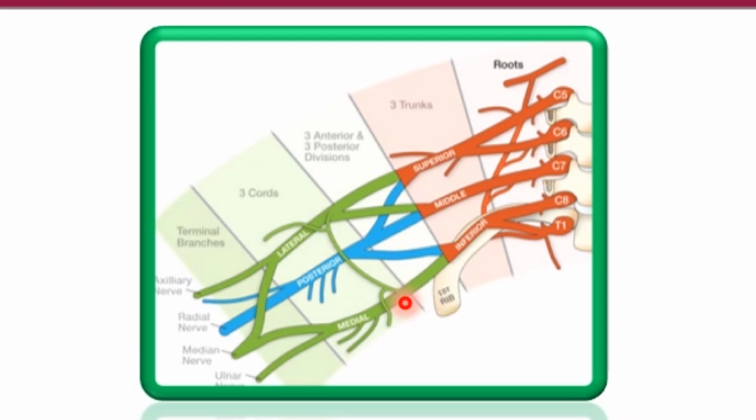Now, the posterior cord is formed by fusion of all the posterior divisions. As you can see here, this is the posterior division from the superior trunk. This is that for the middle trunk, and this is that for the inferior trunk. They all fuse together and continue as the posterior cord. So here are our 3 cords, the lateral cord here, the posterior cord, and the medial cord.